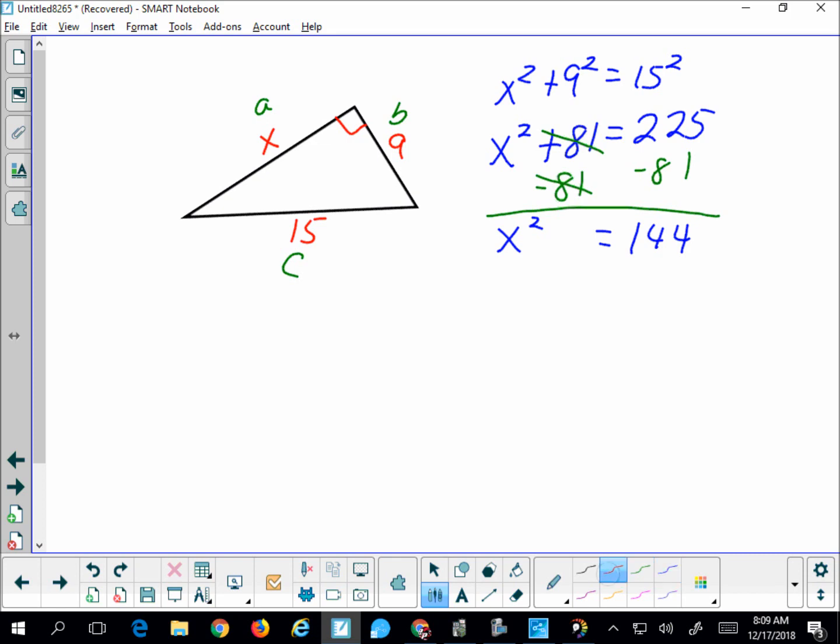And then what's my last step? Square root, because again I've got to get rid of that squared, right? So we get x is equal to 12. Okay? So that's our second type of Pythagorean theorem problem, where it's really the same basic setup. You just have to be aware of which side you're solving for, or which side's missing. Okay?